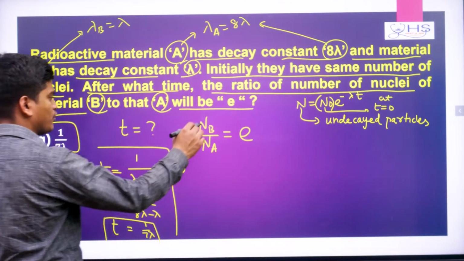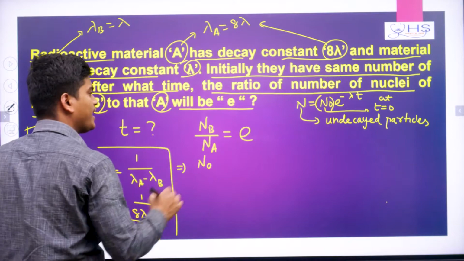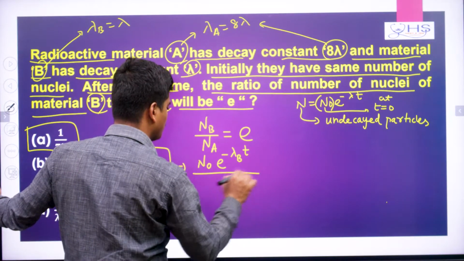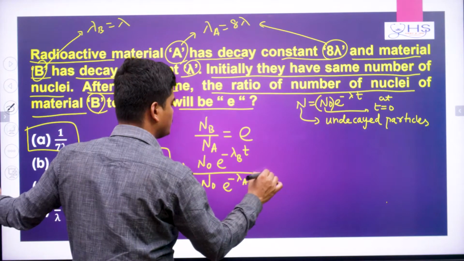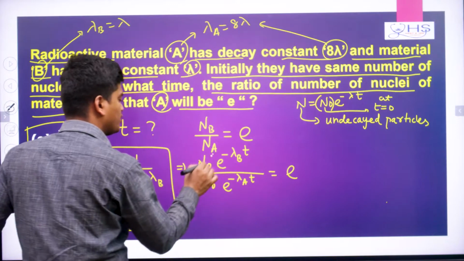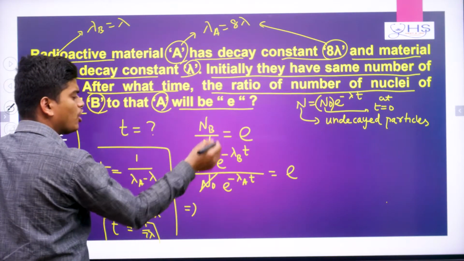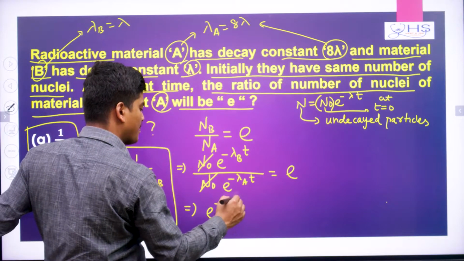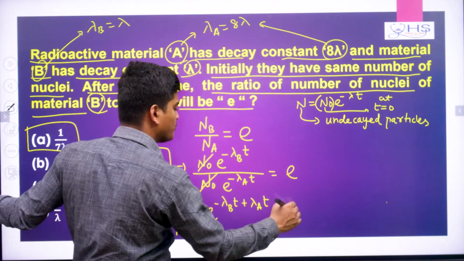Okay, now see here, NB I can write as NB equal to initial particles N naught e to the power minus lambda b into t, divided by N naught e to the power minus lambda a into t, equal to e. Now here N naught cancels. This one will go up, and it will become positive. So write e to the power minus lambda b t plus lambda a t equal to nothing but e.